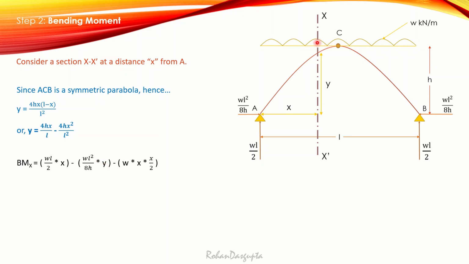Then thirdly, if you notice this W, it is only acting for a span of x, and it is also making an anti-clockwise moment about this point X. So what we get here is W into x is the load, and then again multiplied by x by 2, because if x is the total distance, then CG will lie at x by 2. So this is the equation that I am working with. In this equation, let me just put the value of y equal to 4hx by L minus 4hx square by L square.